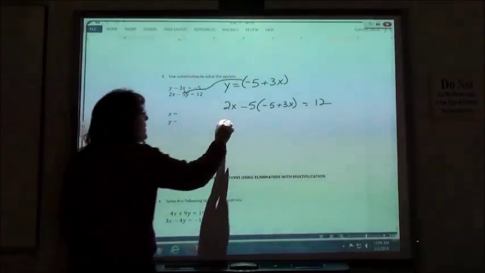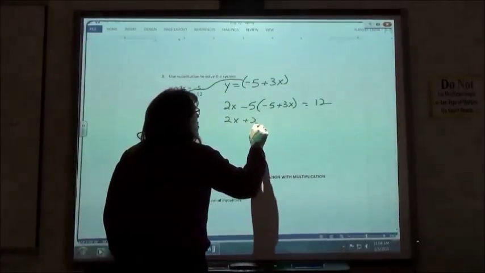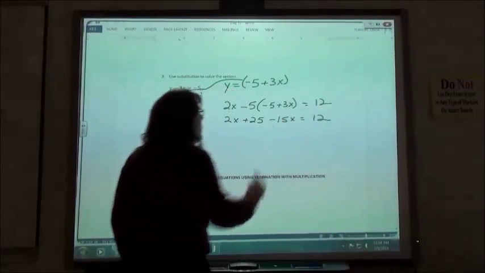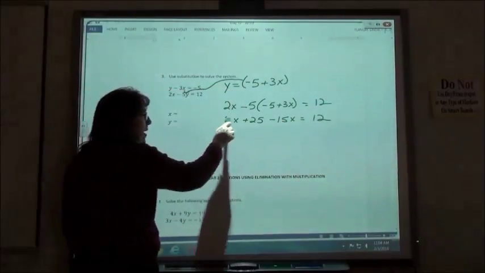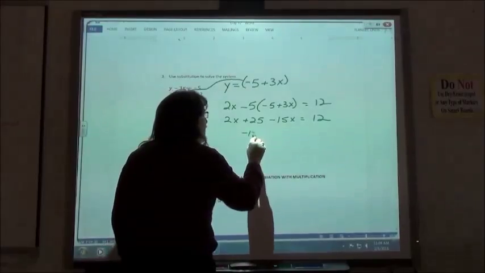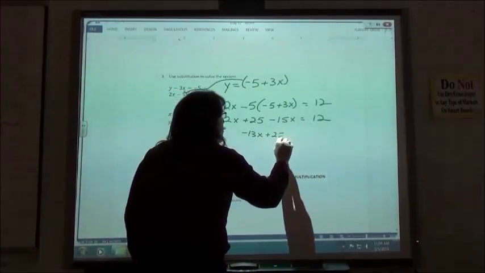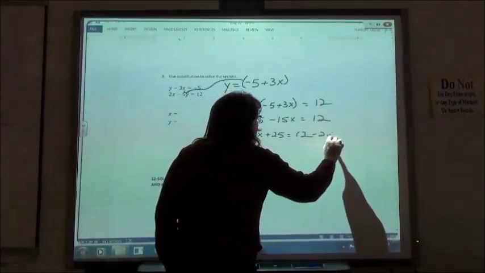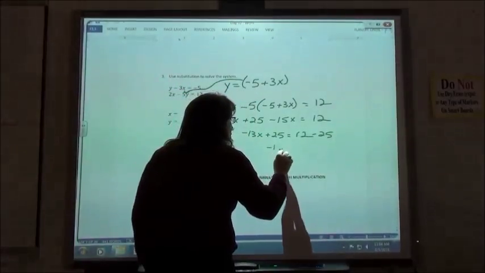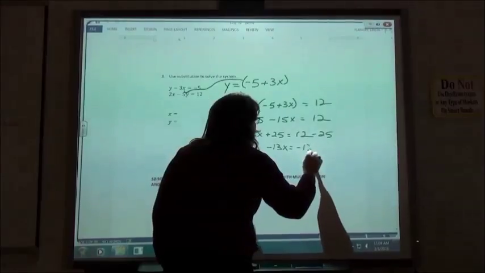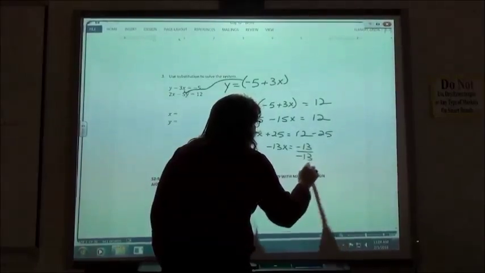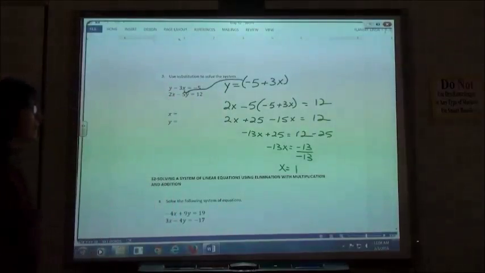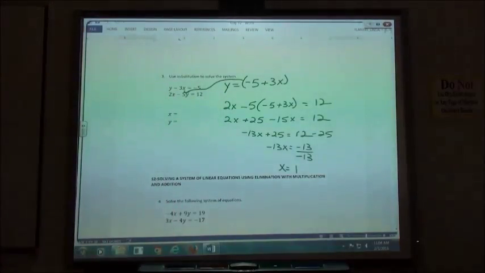Solving that, 2x plus 25 minus 15x would equal 12. 2x minus 15x would be -13x plus 25 equals 12. Subtracting my 25, -13x equals -13, and when I divide negative by a negative, I get a positive, so I get x equals 1.